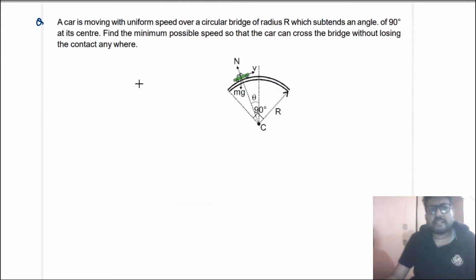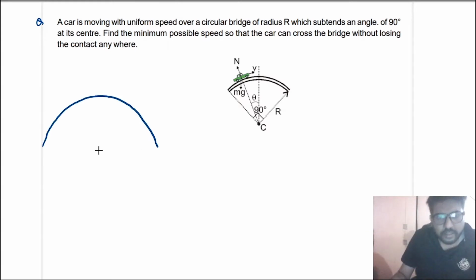Now this is a very important question. It is asked here that a car is moving with uniform speed over a circular bridge of radius r which subtends an angle of 90 degrees at its center. Find the minimum possible speed so that the car can cross the bridge without losing contact anywhere.